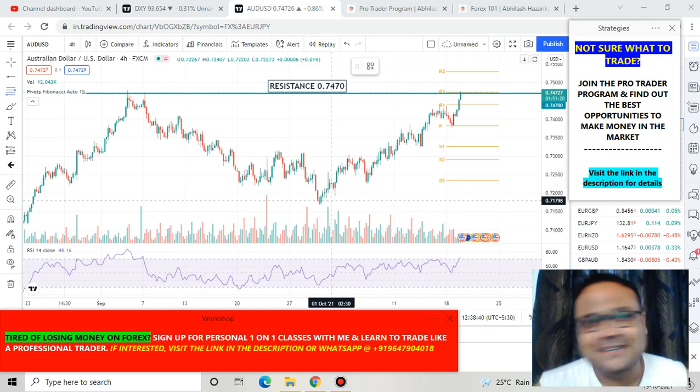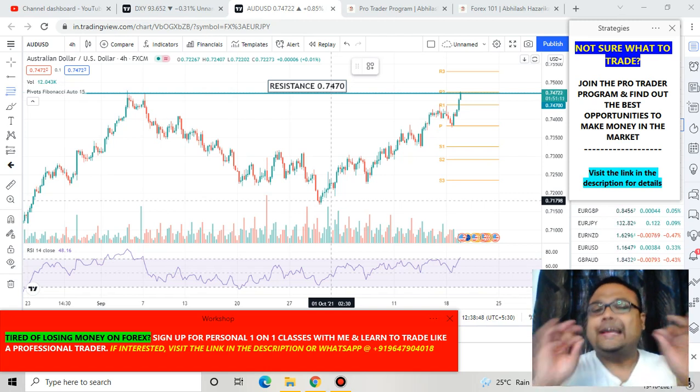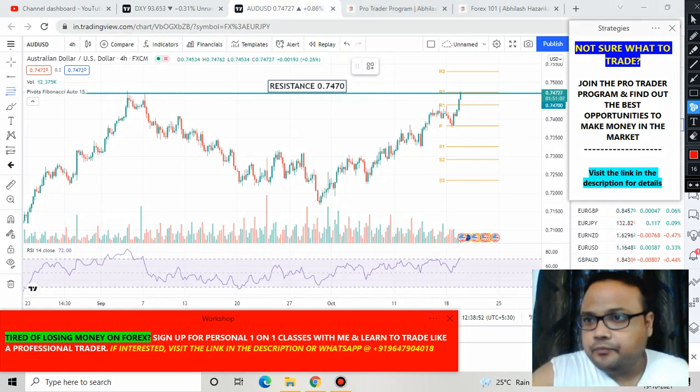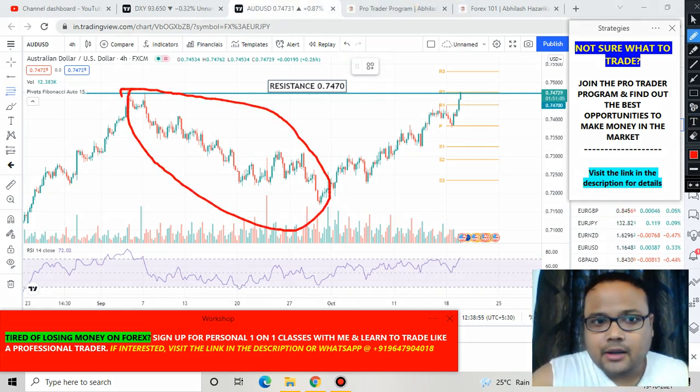So let's get started. This is the 4-hour chart of AUD USD in front of us right now, and as you can see, the chart of AUD USD looks quite clean here. Previously the market was in a downtrend, and after that, right now the market is going up again.